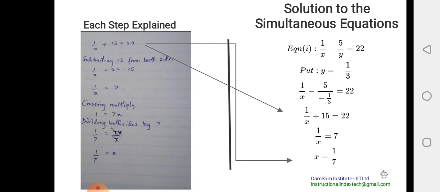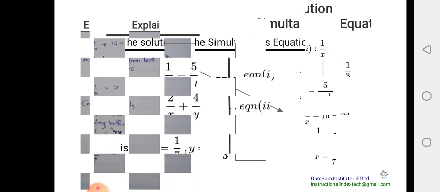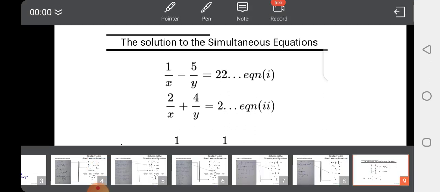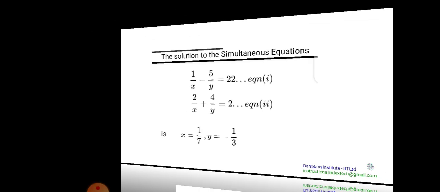So this is how we come to the concluding part of this simultaneous equation, where the solution to the equation is x is equal to 1 over 7 and y is equal to -1 over 3.